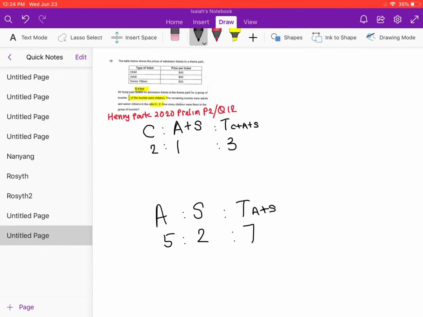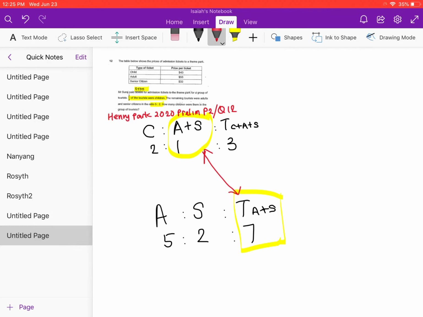Okay, if we were to look at this adults and senior citizens, and let me just box it up in yellow. This part here, which I've boxed in yellow, is actually equals to the top, because the number of adults and senior citizens, it's the same. Okay, no matter whether you're comparing among themselves or compared to the children, the total number of adults and senior citizens are actually the same.